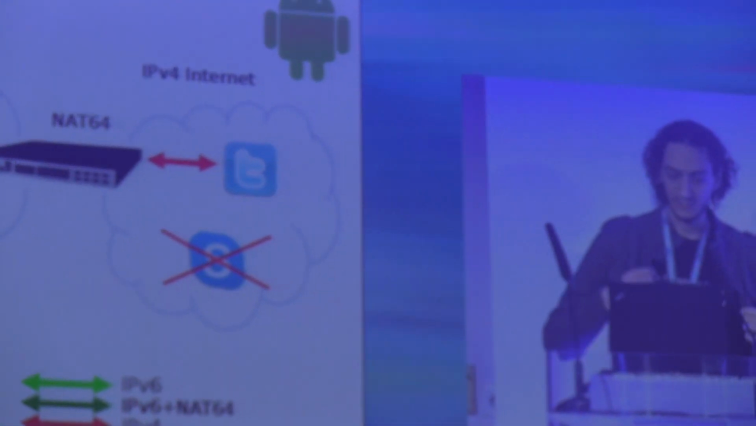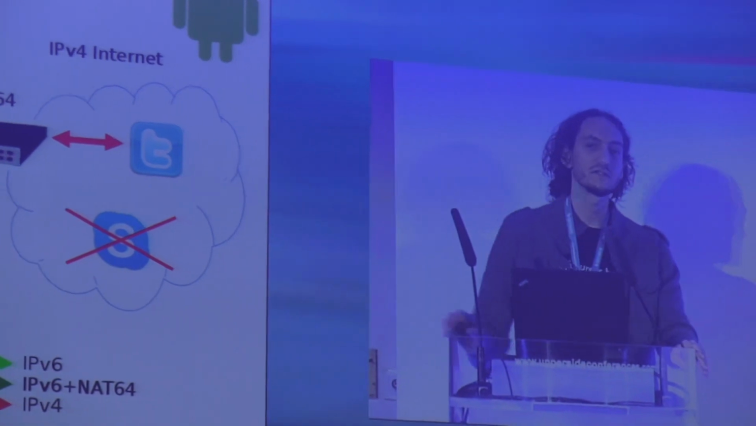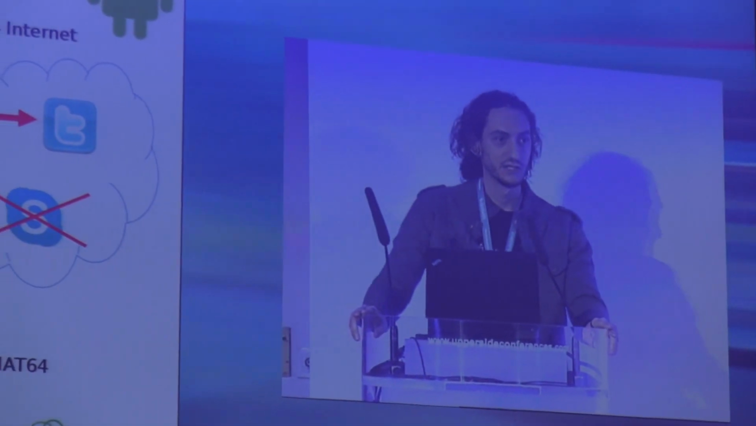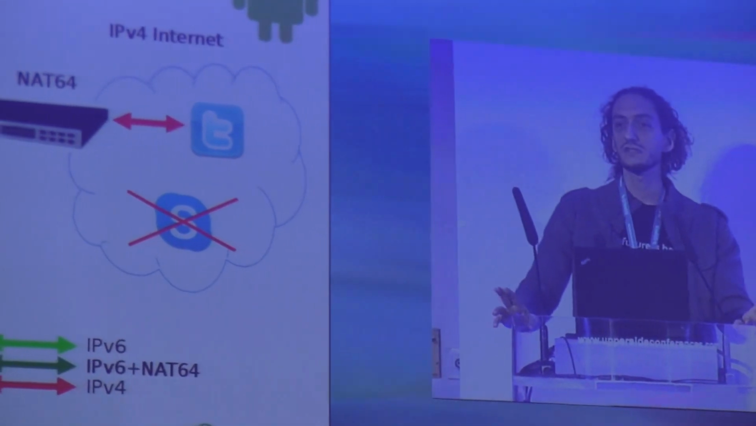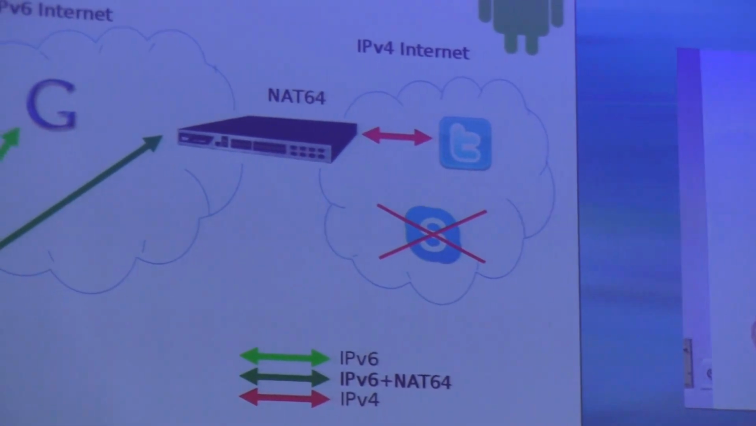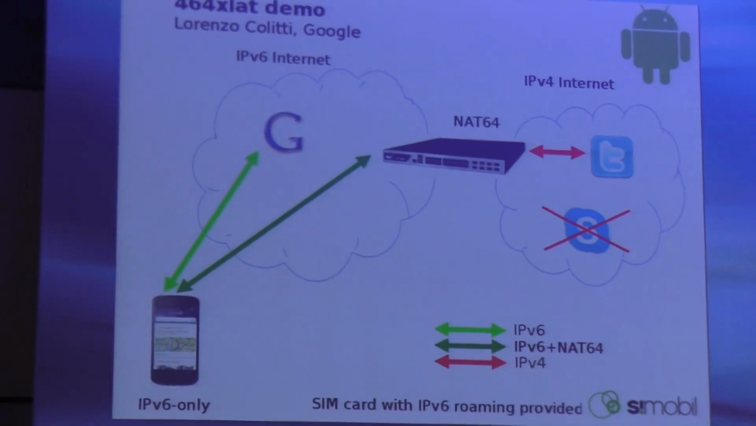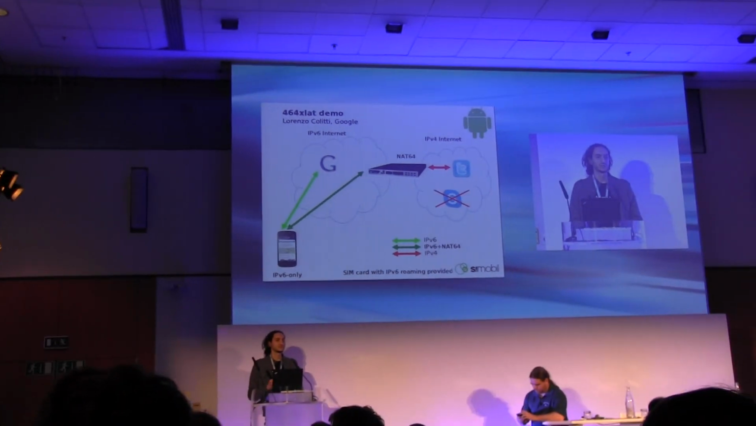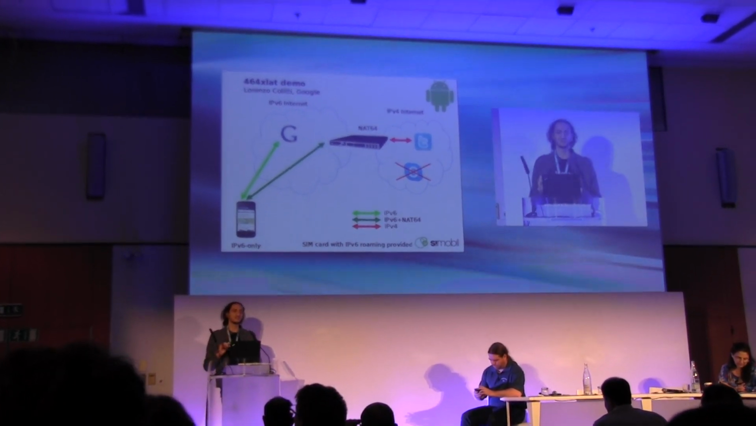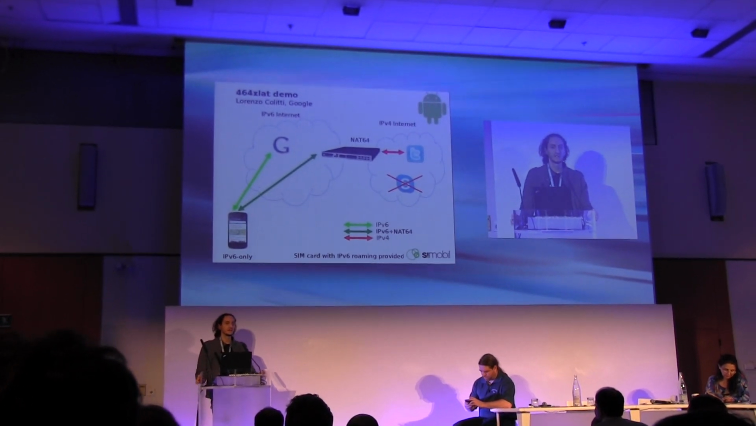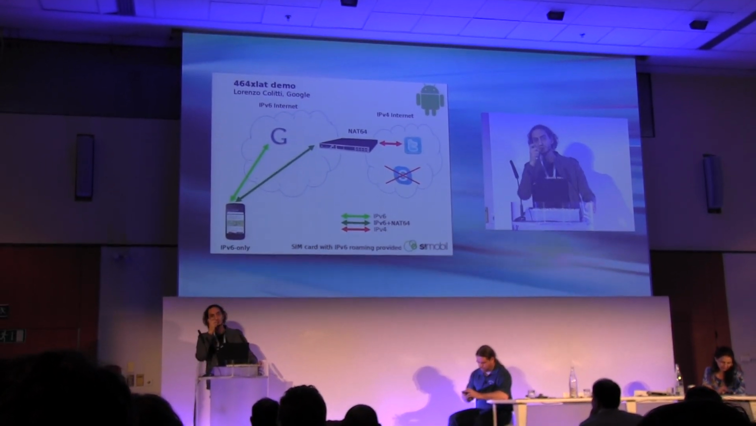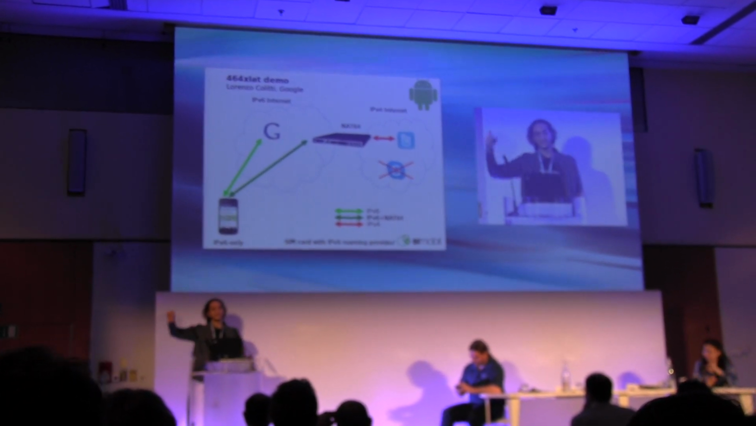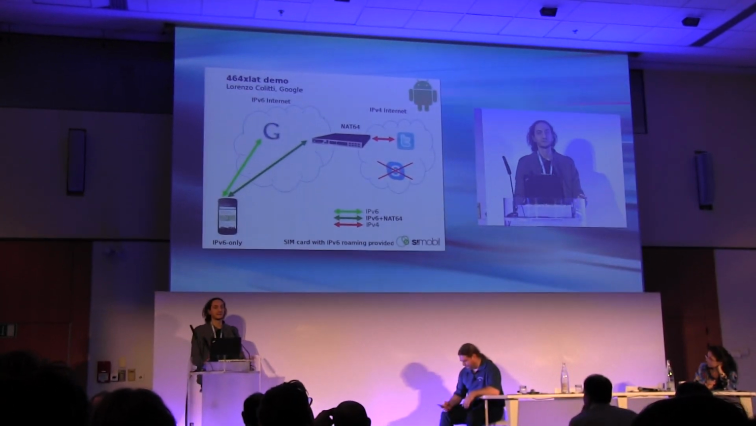So what happens? 464 xlat gives the handset a dummy IPv4 address. When the handset uses that dummy IPv4 address, it intercepts the packet and translates it to IPv6 in a way that is reversible by the NAT. So basically, if the NAT twiddles bits between IPv6 and IPv4, the 464 xlat first untwiddles them so that when they go through the NAT, they get twiddled again, and v4 comes back out.